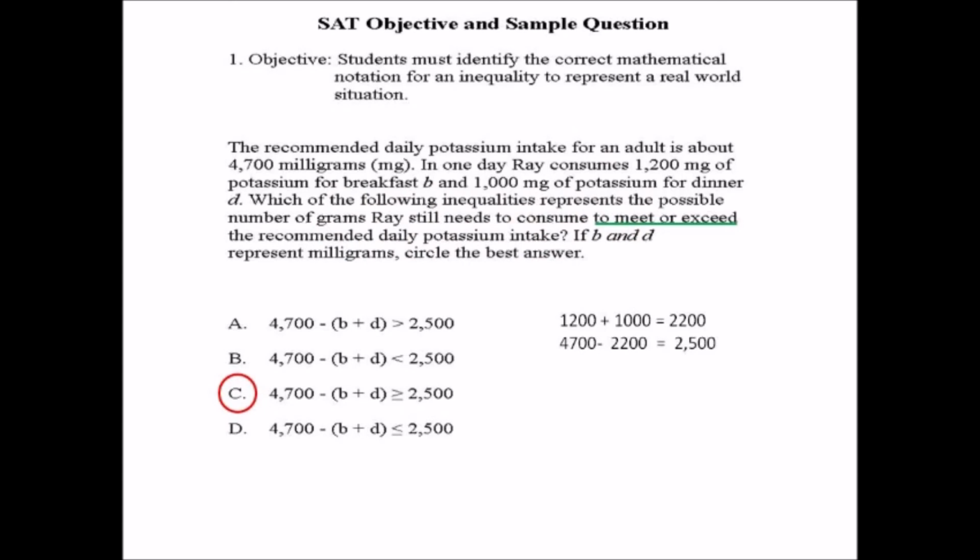Number 1, the answer was C. I hope you circled that. And there I show you to meet or exceed, where you have that green line. That's important, so it has to be greater than or equal to. Right away you can jump to that answer without knowing anything else. Got it? Yeah, you didn't even have to do the working for that.